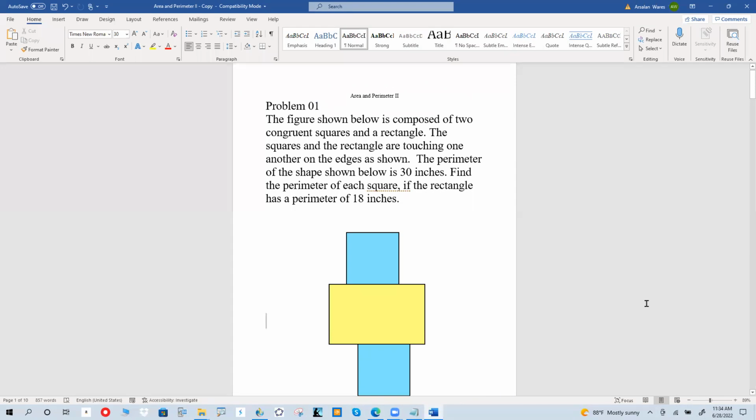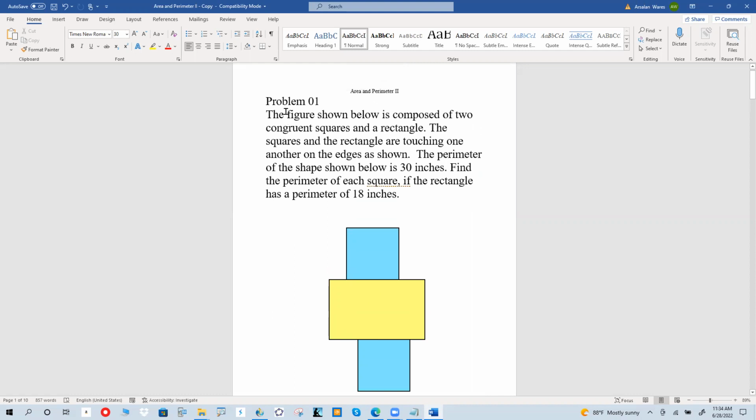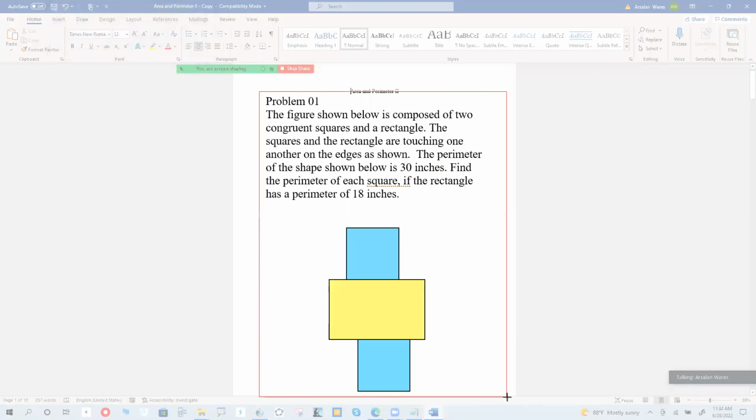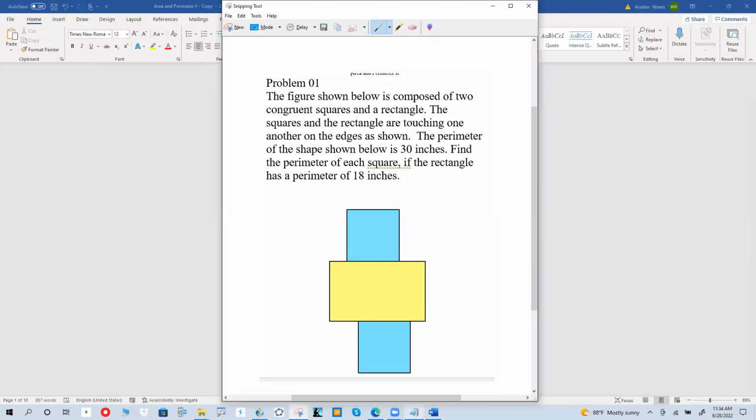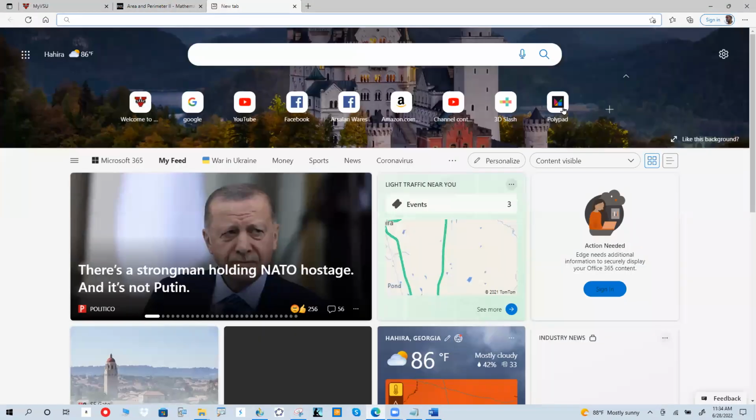So this is problem 1 from area perimeter 2. Same thing, nothing to define. Perimeter is the length of the outer boundary, and area is the number of squares it takes to cover something. And these problems are perfect. If you're a middle school teacher, all those things apply. All right.